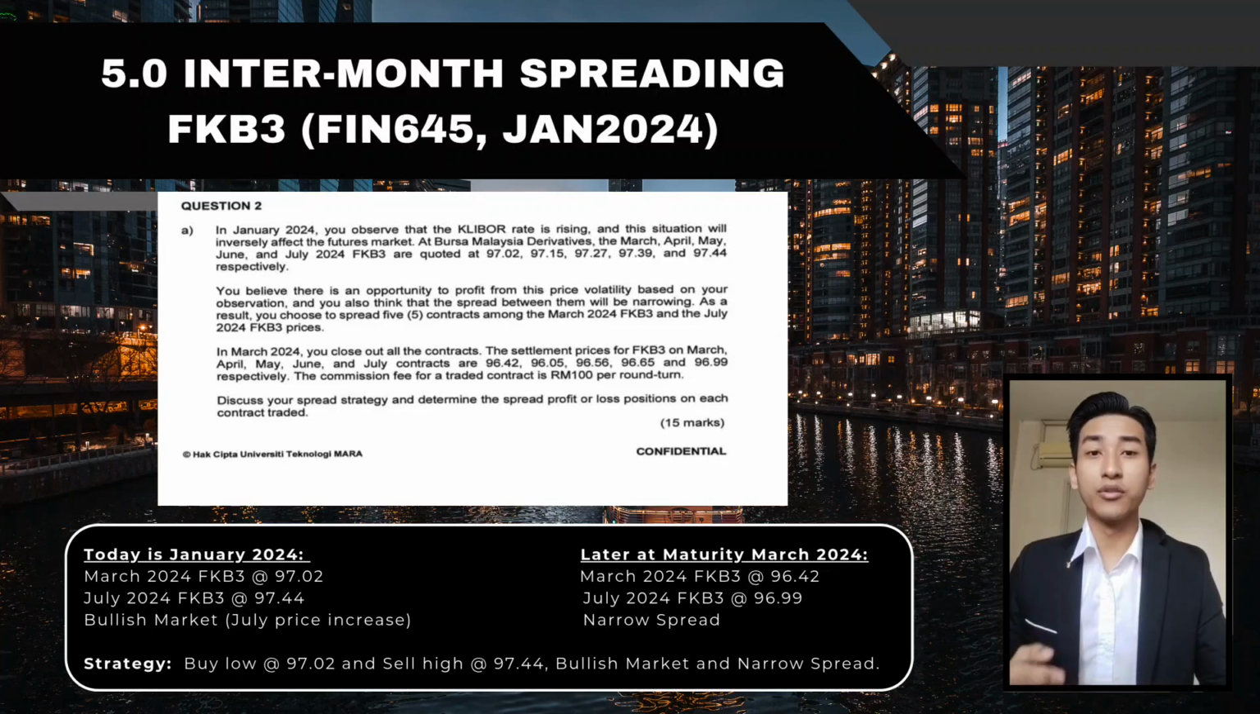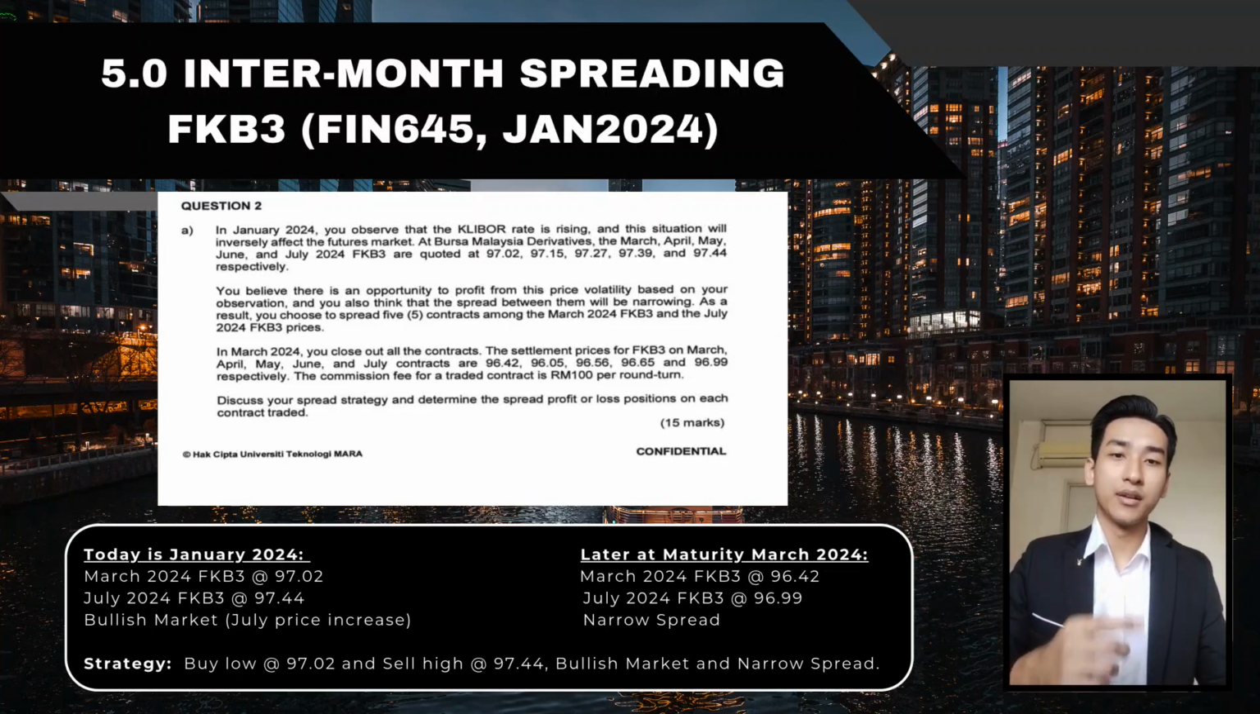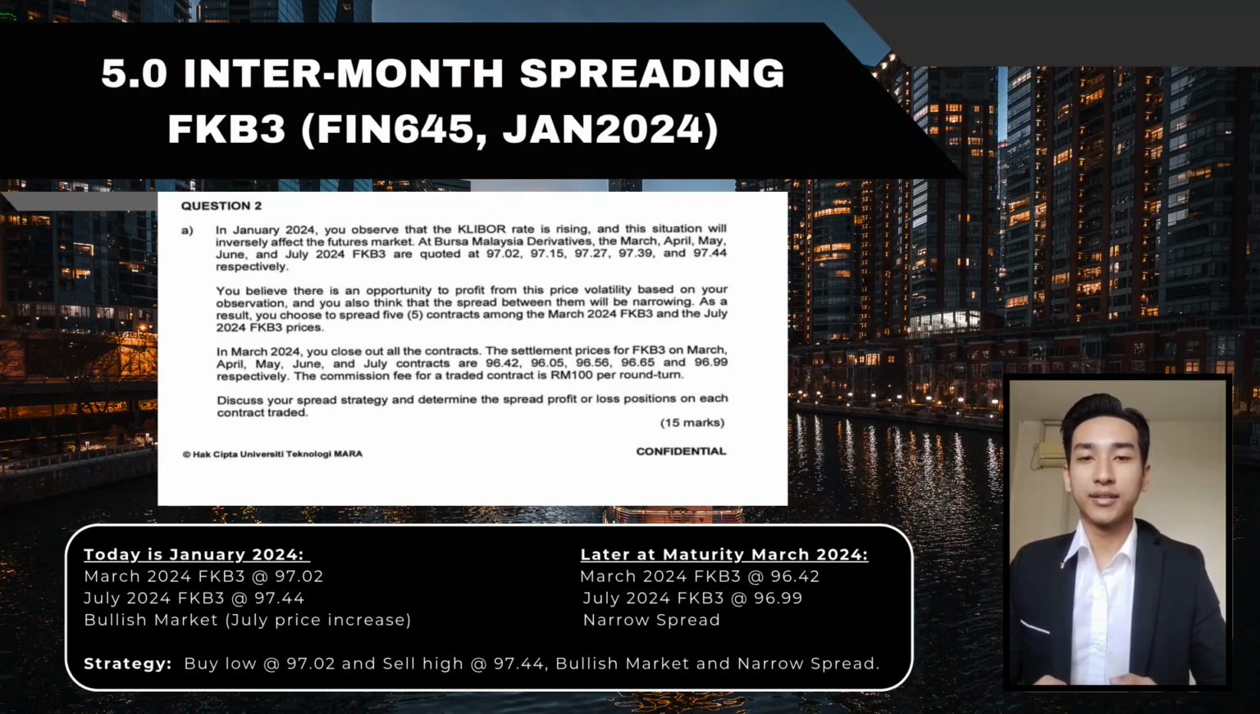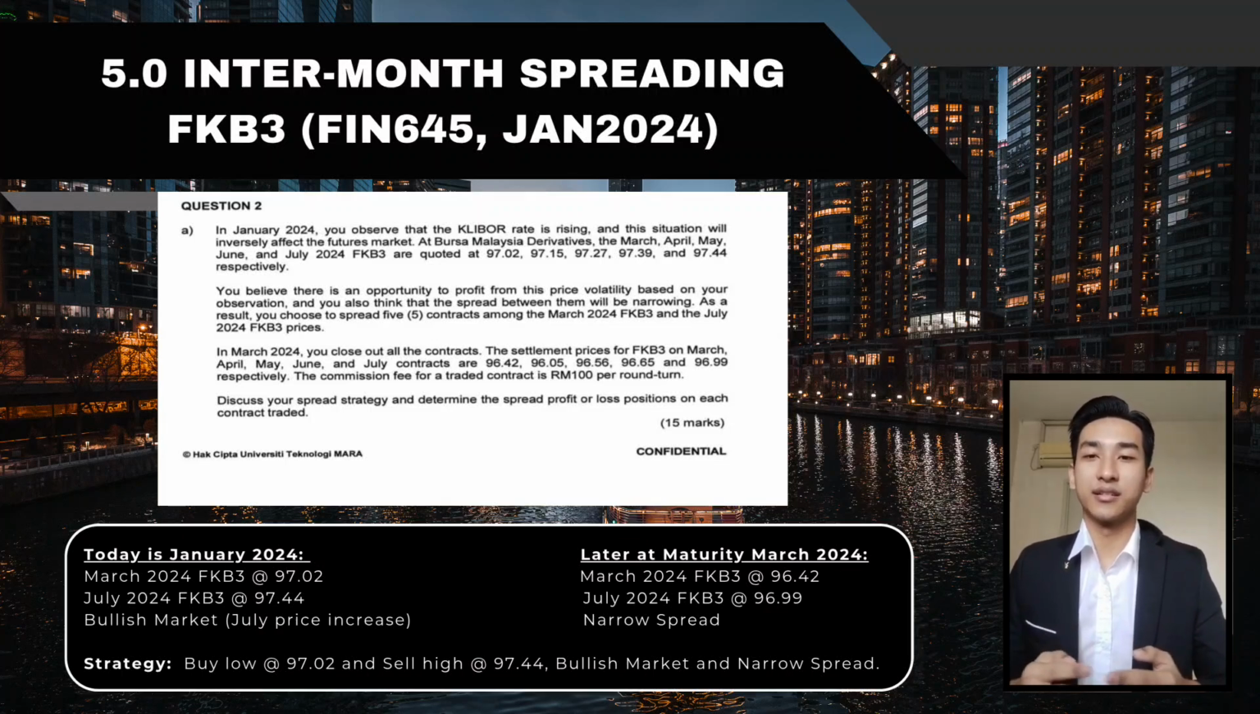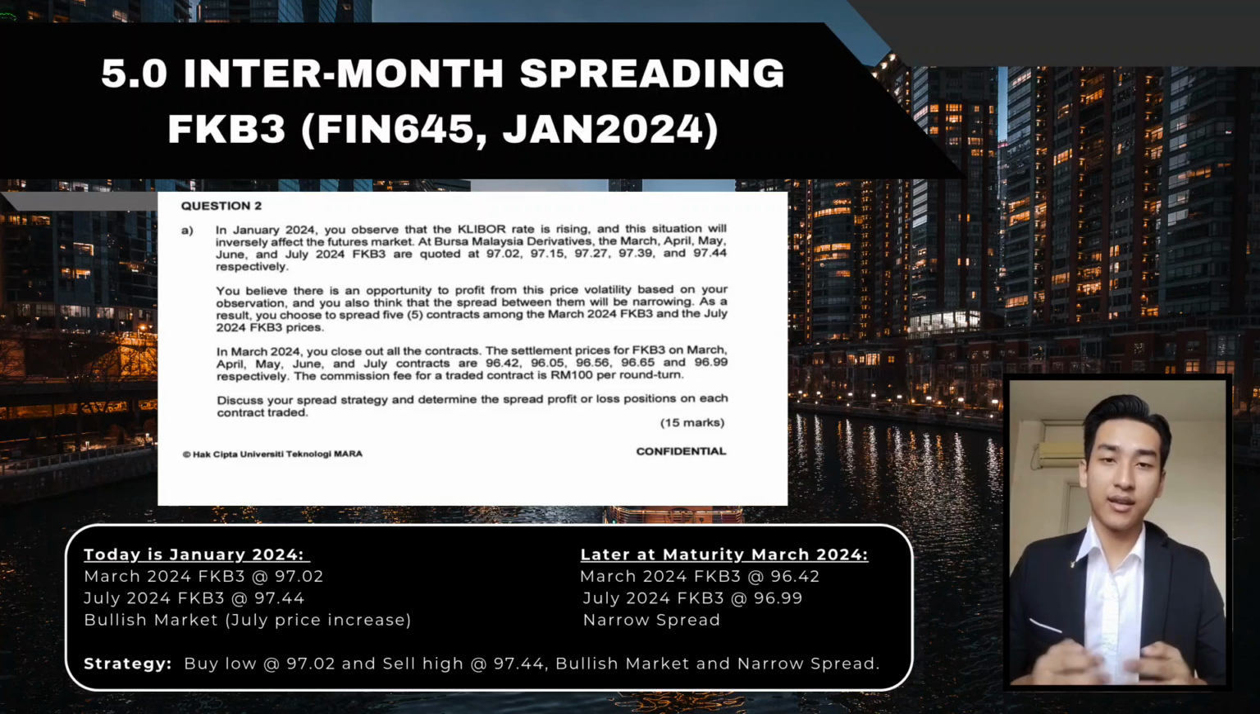This indicates a bullish market because the price is going up. Then at a later date, the price is unexpectedly going down. So this is the narrow spread. So what is the strategy? The strategy is to buy low at 97.02 and sell high at 97.44. This is the bullish market and the narrow spread.